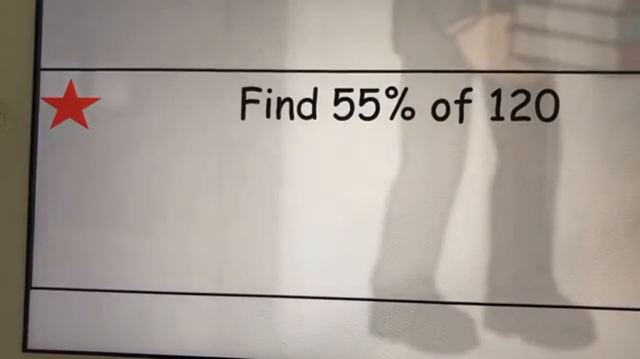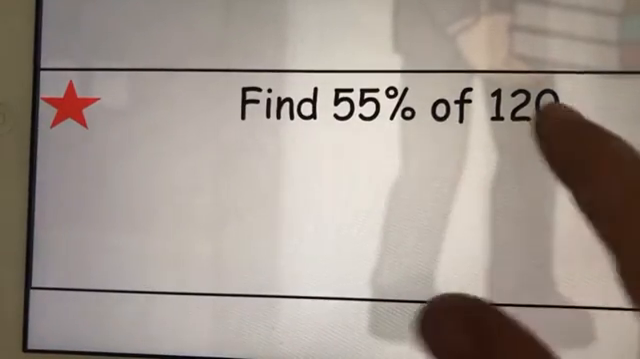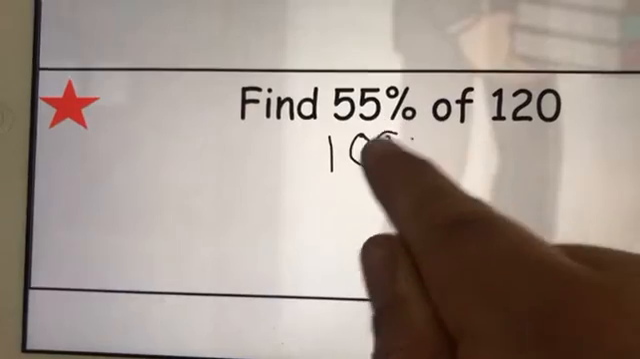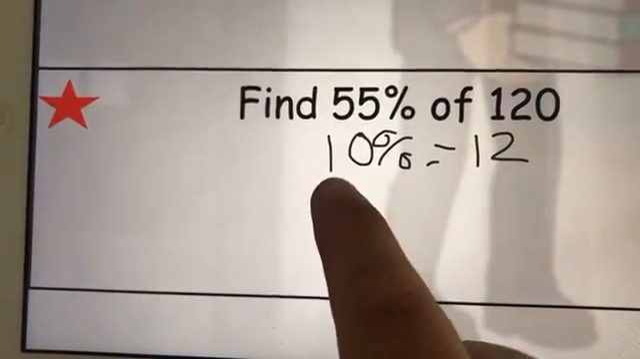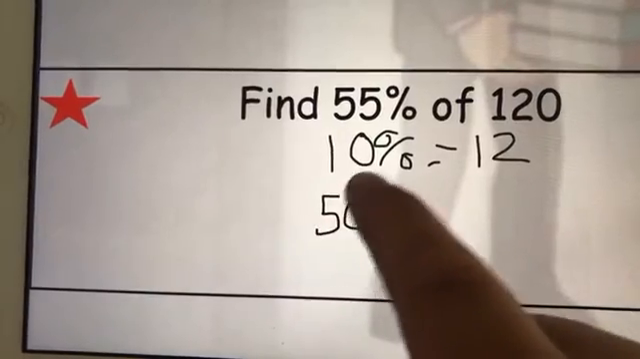Down the bottom left, last couple. I've got 55% of 120. Always find 10% first. 10% of 120 is 12. So 10% is 12. I'm going to times that by 5 because I need 50%.